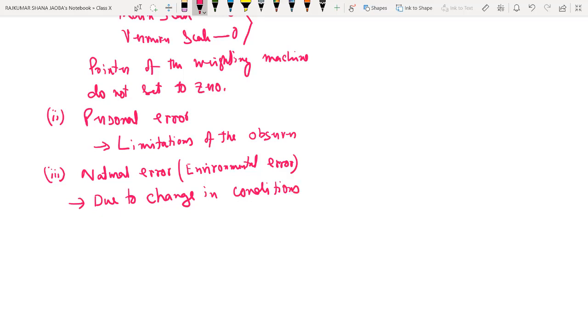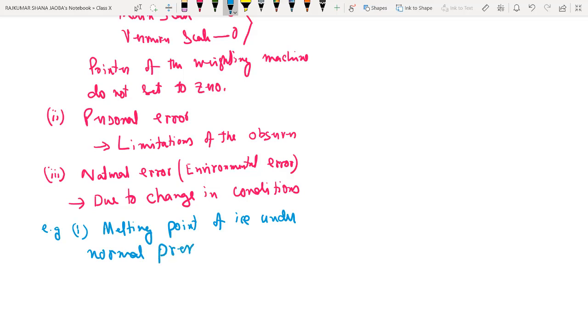So, for example, if we measure the melting point of ice under normal pressure, we are doing an experiment to find out the melting point of ice under normal pressure. If the pressure changes due to some reason, then the melting point of ice will differ.